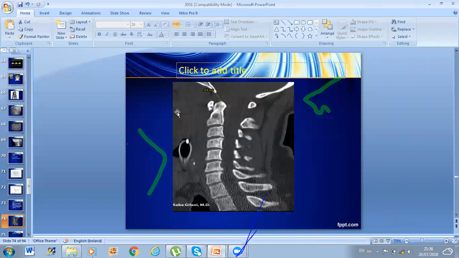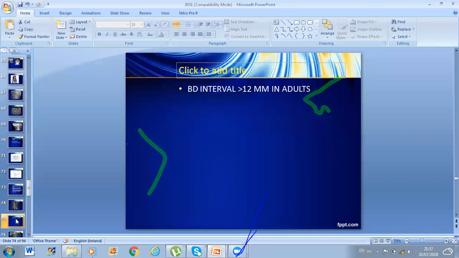No, it's the distance from C2 to the skull. What can it be? Distraction. What is it called? Occipitocervical injury. The normal distance is 12 mm. It's very easy to remember and very easy to draw. It's called the basion dens interval, and more than 12 mm in adults is significant.